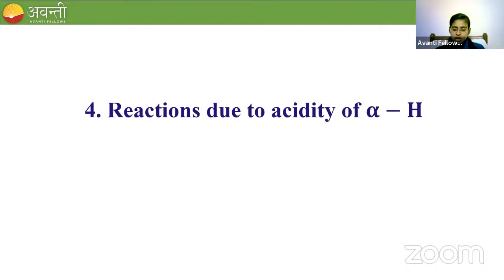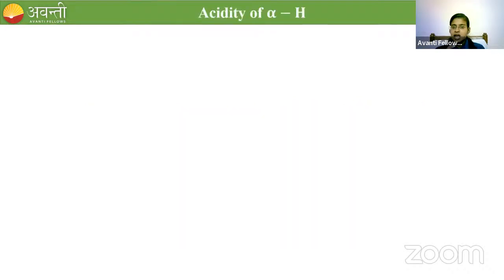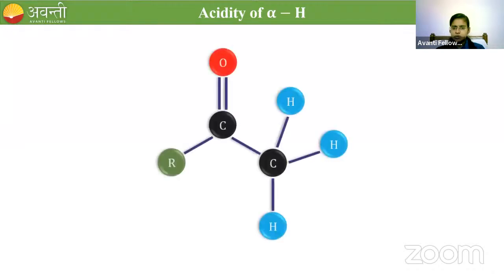So now you should know what alpha hydrogen is, and why the alpha hydrogens are more acidic. You should know the reason for this question. So let me take an aldehyde to explain this. R-C double bond O-CH3. This is the example I have taken. C double bond O is called the carbonyl group.